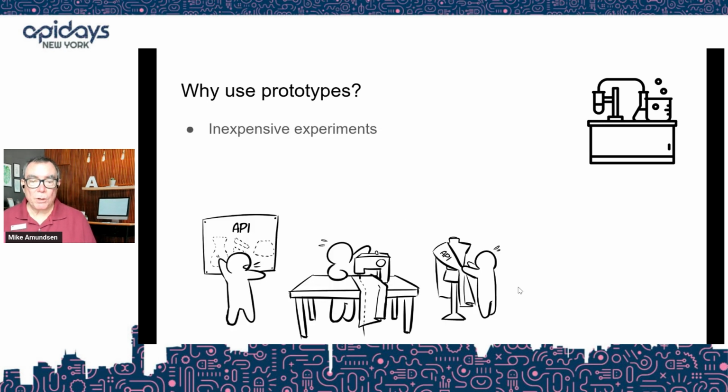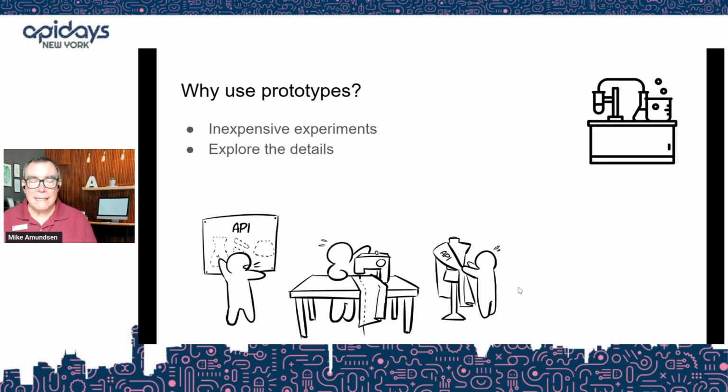So why use prototypes? Because they're inexpensive experiments. When you can reduce the cost of creating a prototype, you're more likely to try to say, you know what, maybe we should try putting the field over here, or maybe we should change the format from JSON to CSV. We can try things and experiment. We're more likely to explore when it's cheaper to do. And that's really, really important.